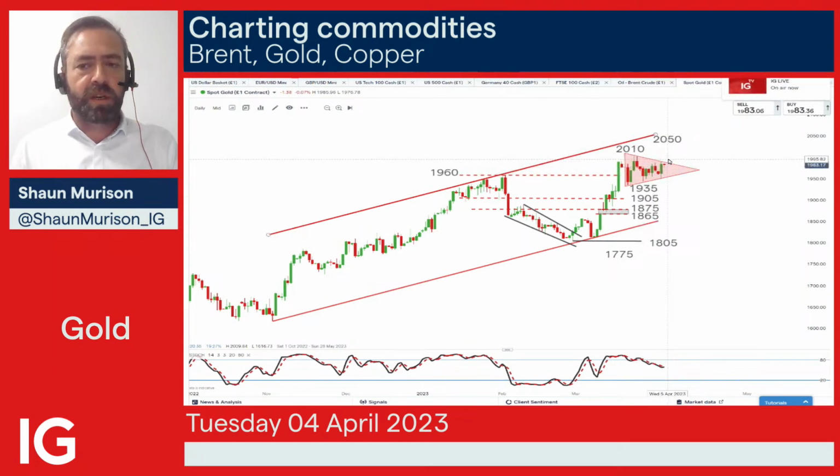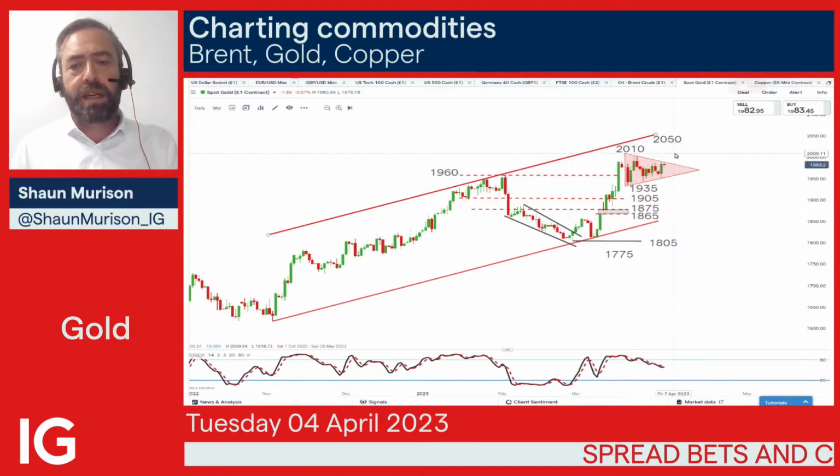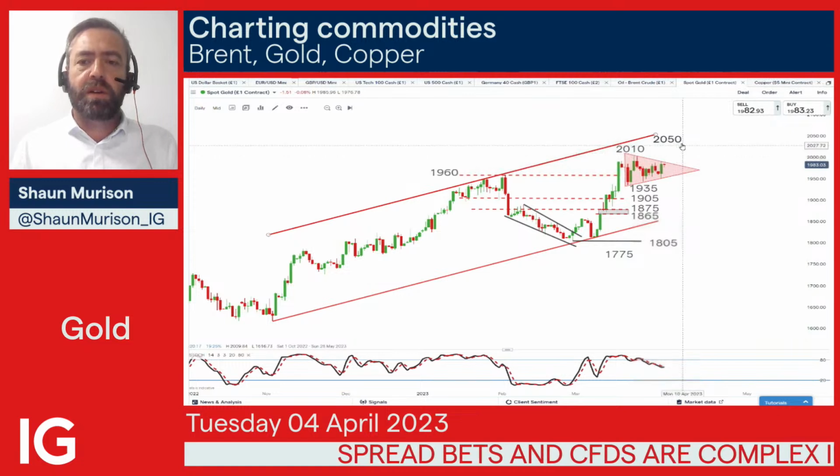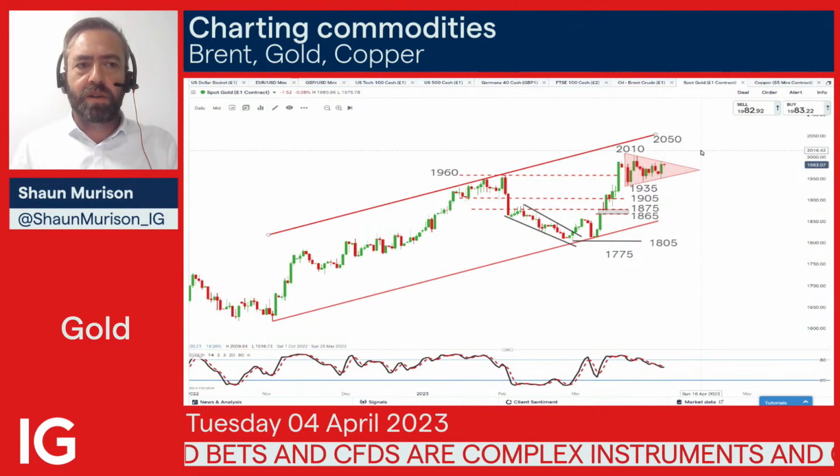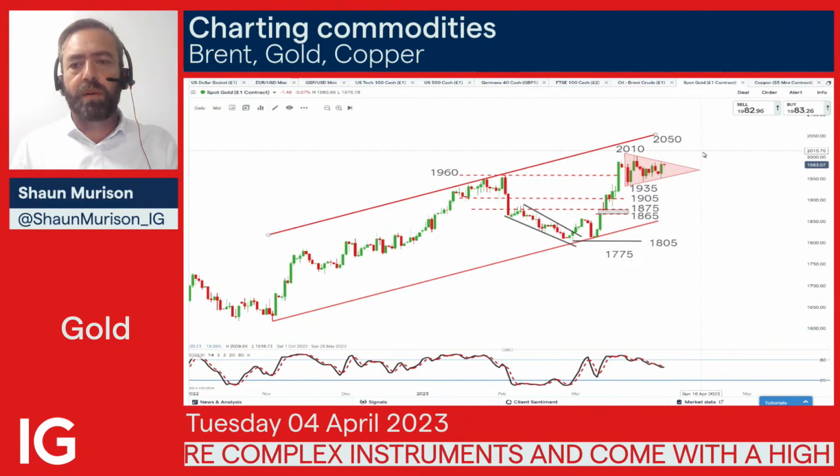Ideally, you can see a break to the upside, so a close above this resistance level before targeting $2,010 a barrel. And if we can get through that, then you start looking at channel resistance, conservatively sitting at $2,050 per barrel.